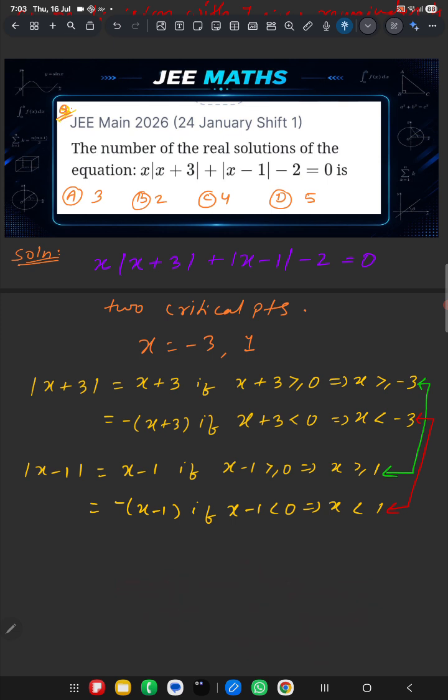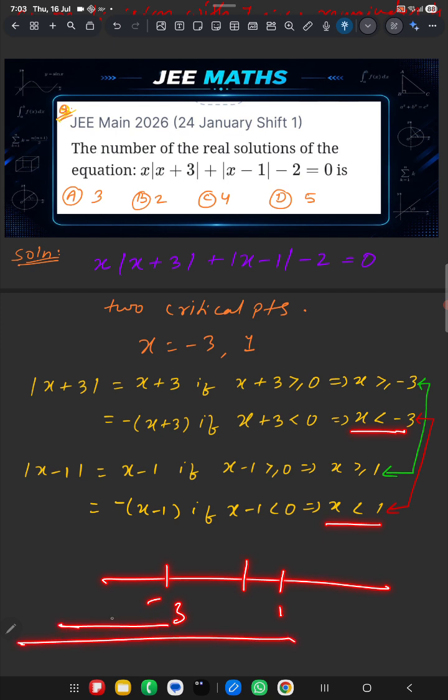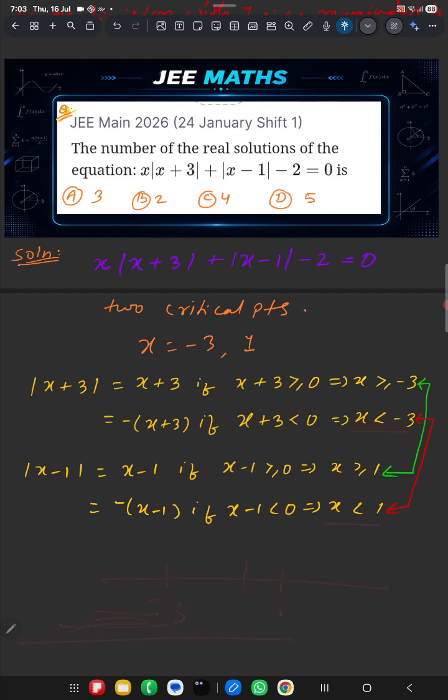Similarly for the negative values, if you combine these two, this is the negative value for this function, and this is the negative value for this function. What are the points? x is less than −3 and x is less than 1. Similarly, −3 is here and 1 is here. Less than −3 and less than 1, so the common point is x less than −3. Here we will take greater than 1 for the positive case, and here we will take this point for the negative values.